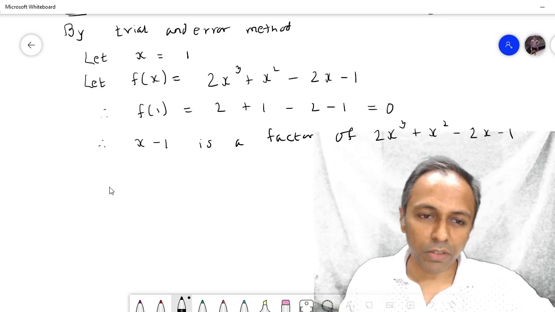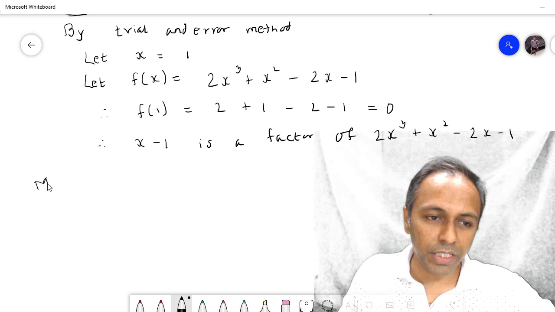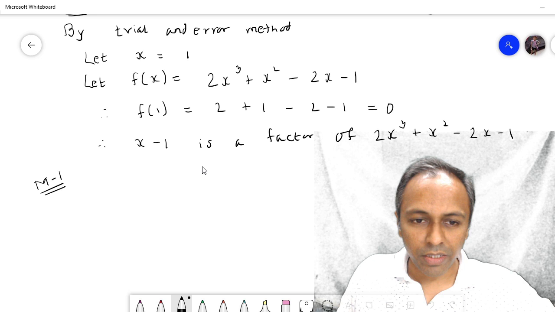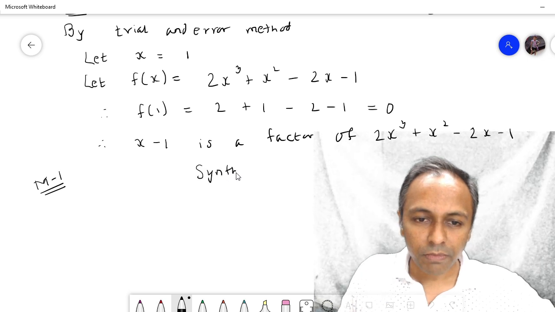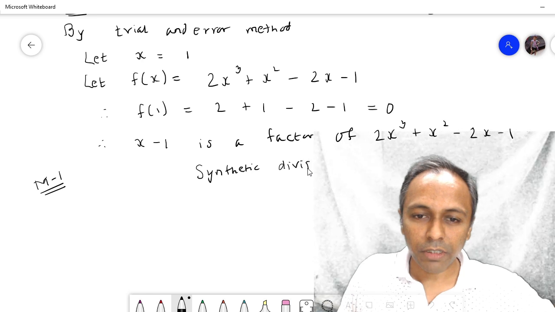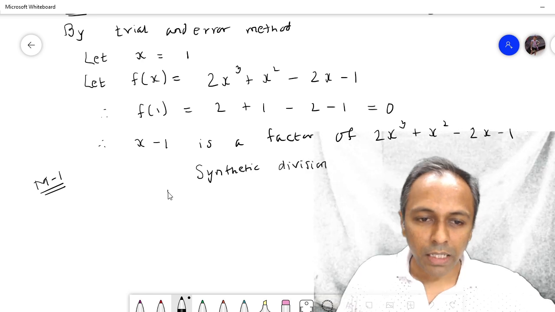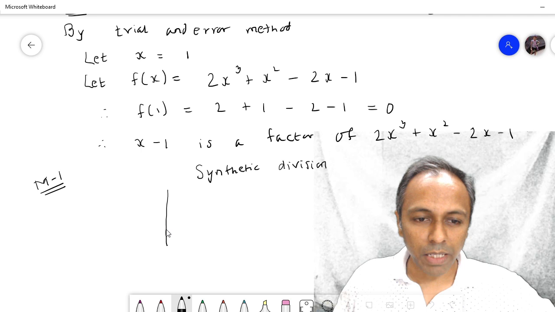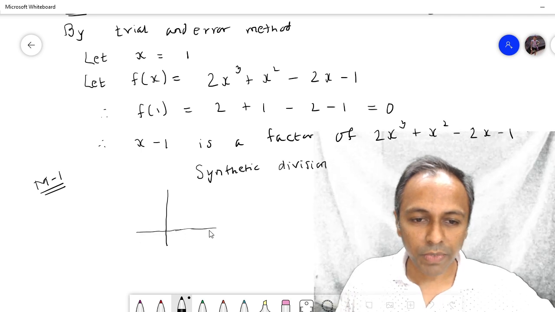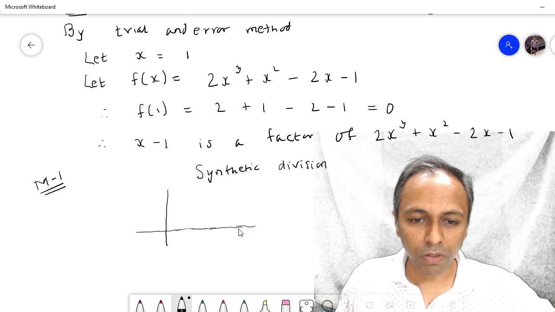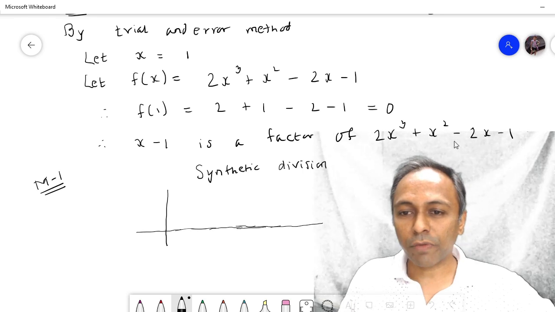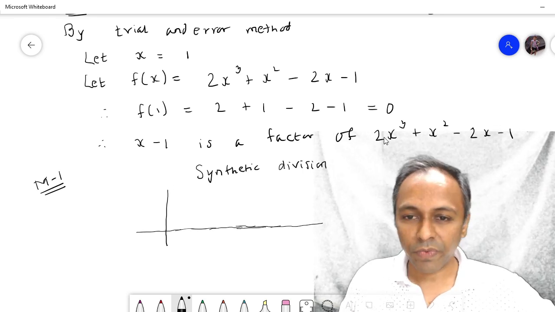Now we will bifurcate the question with 2 methods. Let me teach you first method 1. Method 1 we will call it synthetic division. So we can write by synthetic division and make a tabular structure like this, something like a plus sign, not really a plus sign, and express the coefficient of the polynomial in the first row.